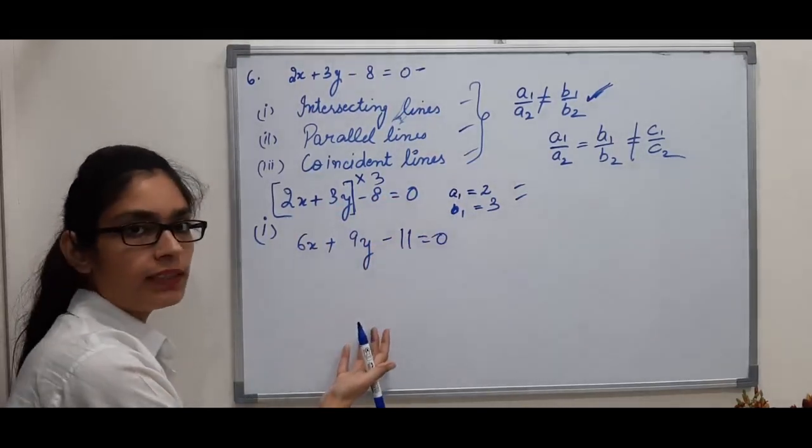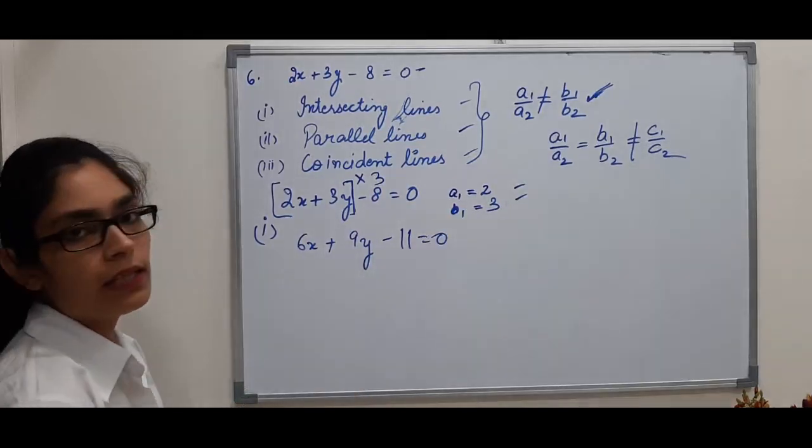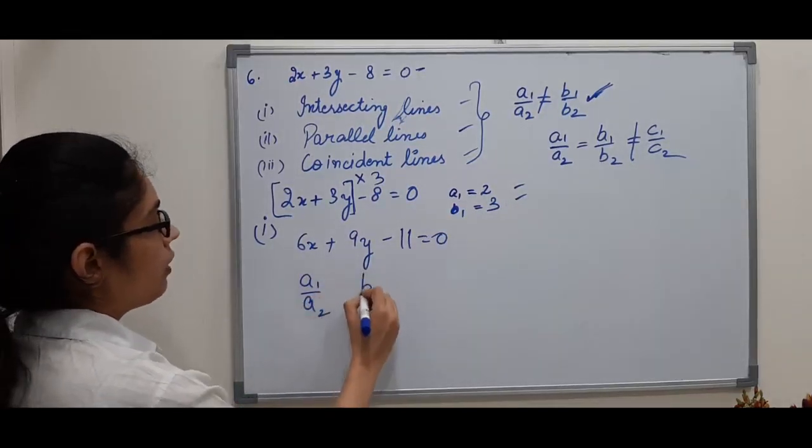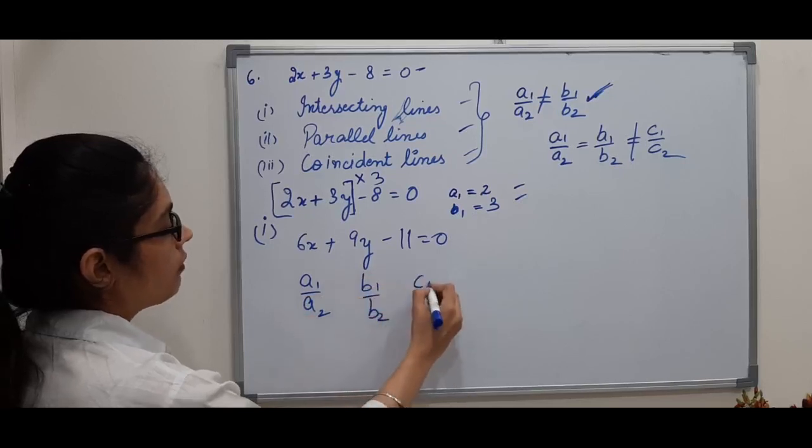I've got one equation. Now let's see the ratios: a1 over a2, b1 over b2, c1 over c2.